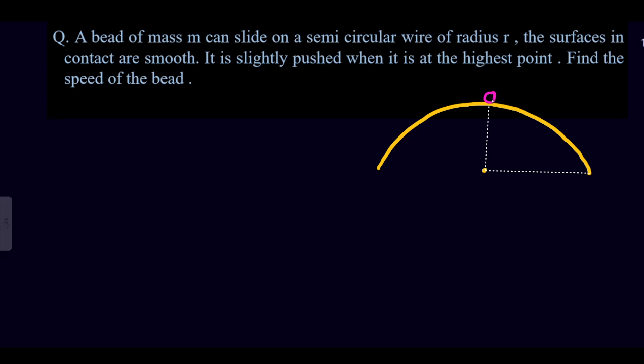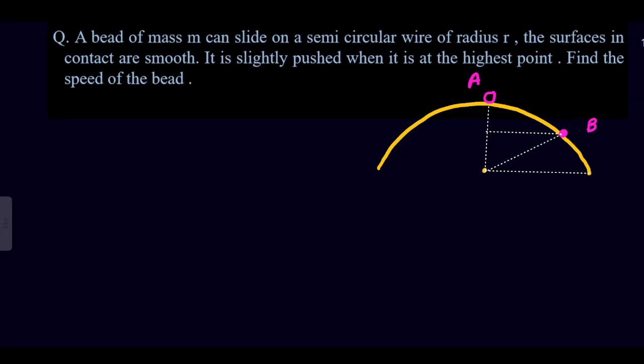That means what happens now? Very small force, negligible force. Now the bead will start sliding down on this wire. So let us say the bead reaches to here, from here to here. When it is here, they are asking to find the speed of the bead. Assume this point we are calling A and this point B. Now this bead reaches this point B.